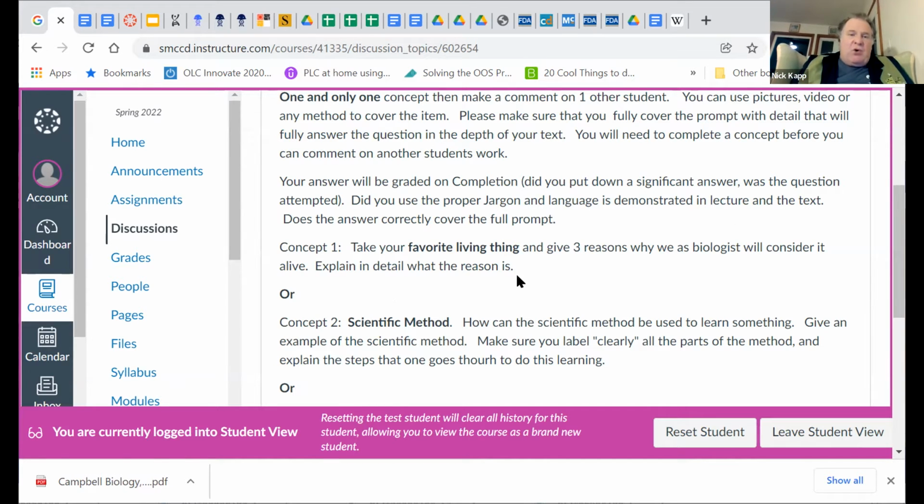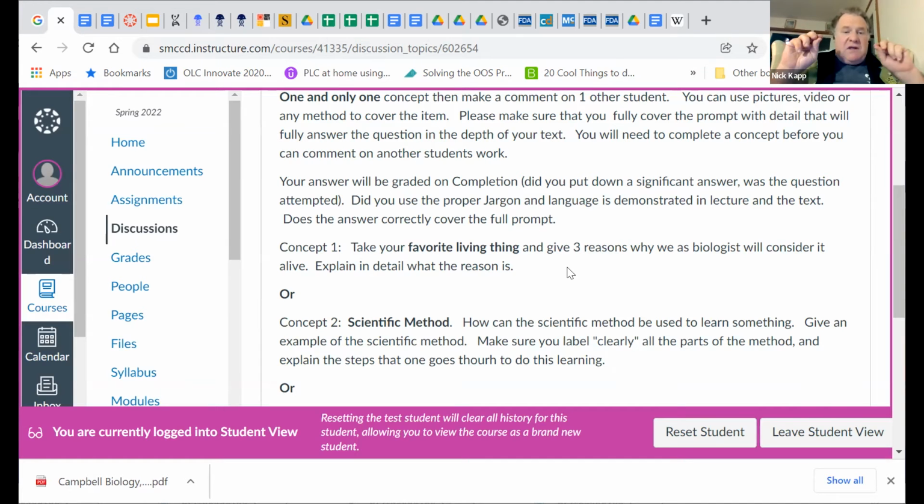And so concept number 1, you want to take your favorite living thing and give me 3 reasons why we as biologists consider it alive. So go ahead and look in your textbook. Your textbook gives you some properties of life, including order, energy processing, evolutionary adaptation. Please don't make up your own or say things like metabolism, because that's not the language that we're using in the book. On all these things, what I want you to do is to give me those reasons. That would be a good one.